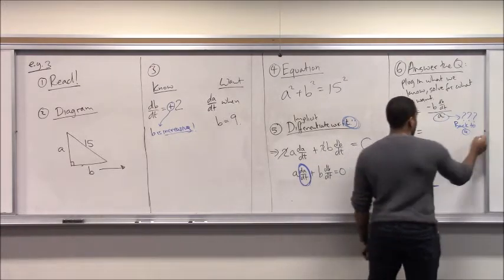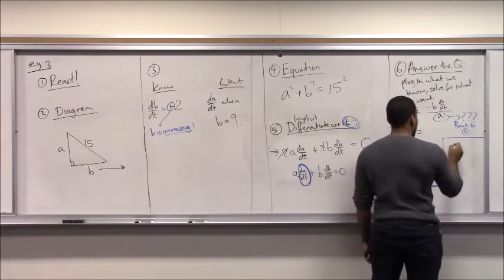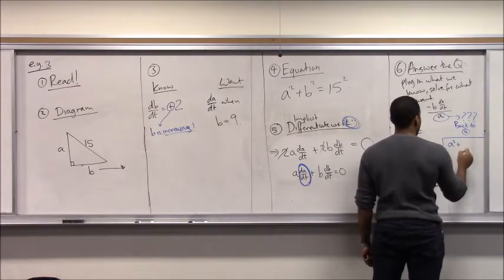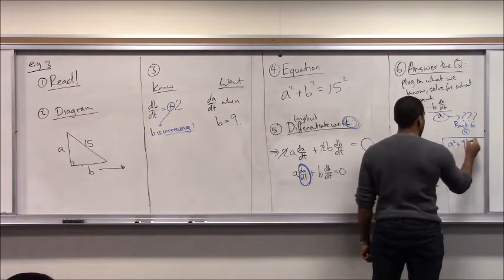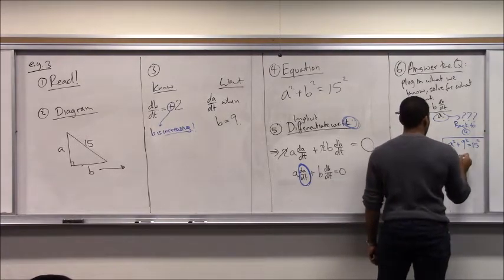Now you're going to go back to 4 and you're going to solve that equation. So you know that A squared plus B squared, which is 9 squared, equals 15 squared. This means that A is equal to what?